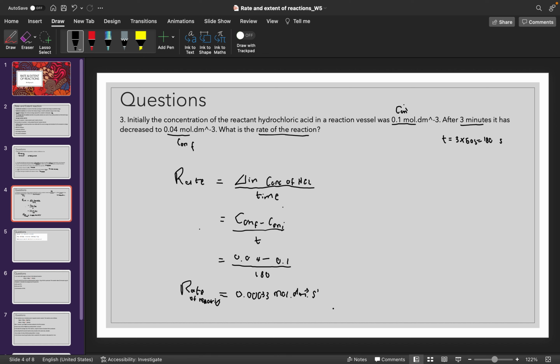So this lesson helped us to know about the rate of reaction. In our next lesson, we're going to discuss more about potential energy diagrams and how endothermic and exothermic reactions work. But for now, I will end here.